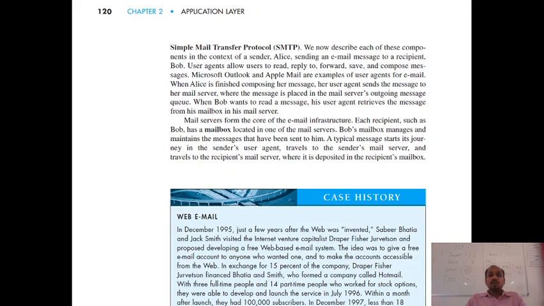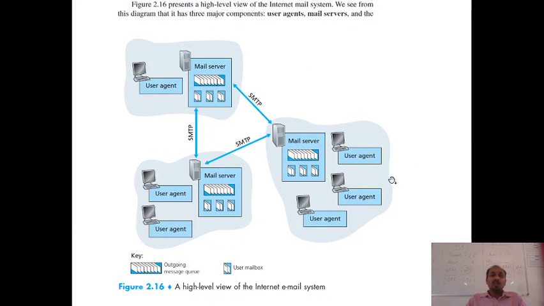Okay. Now, as I told, each recipient, whether it is Alice or Bob, whoever it is, will have a mailbox located in one of the mail servers. It is not compulsory that the user agent should always be here; it can be anywhere, but his mailbox will be here. The mail server will be here, and the mailbox will be in this server itself. It will be maintained by this server only, and Alice's mails will be maintained by Alice's mail server only.